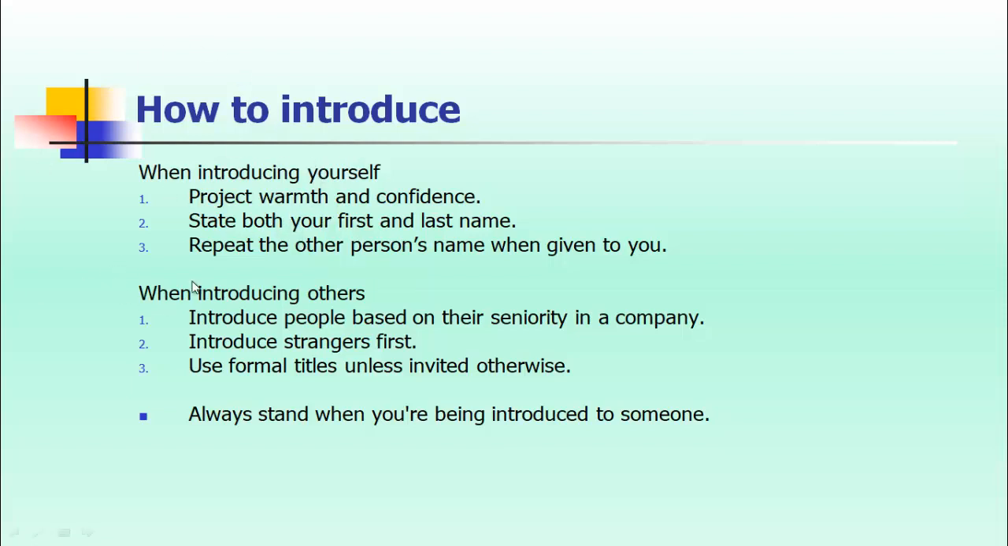Okay, then you repeat the other person's name when given to you. That way you will remember his name, and not only that, you will be showing that you are interested in that particular person. So remembering a person's name and repeating it two, three times, not continuously, but at least two, three times, is a good idea. It will help you remember his name, and it will also show that you are really interested in that particular person.